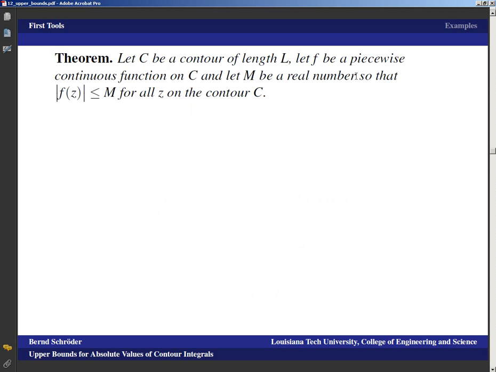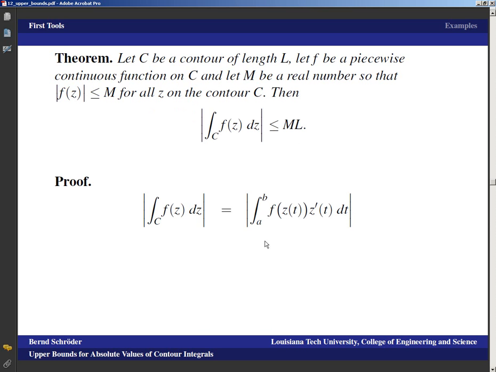If we've got a contour of length L, f piecewise continuous on the contour, and M so that the absolute value of f is bounded by M for all z on the contour, then the absolute value of the integral of f is bounded by M times L, and the proof is quite quick. The absolute value of the integral of f(z) dz over C is the absolute value of the integral from a to b of f(z(t)) z'(t) dt. By the triangular inequality for integrals, that's less than or equal to the integral from a to b of the absolute value of f(z(t)) z'(t) dt. And now we know f is bounded by M, so f(z(t)) is bounded by M, leaving us with M times the integral from a to b of the absolute value of z'(t). And that's the length of the contour, so this is M times L, and that's the proof.